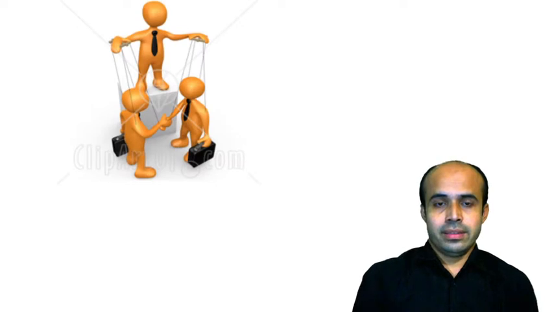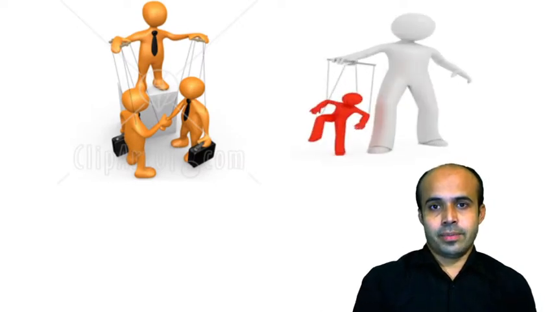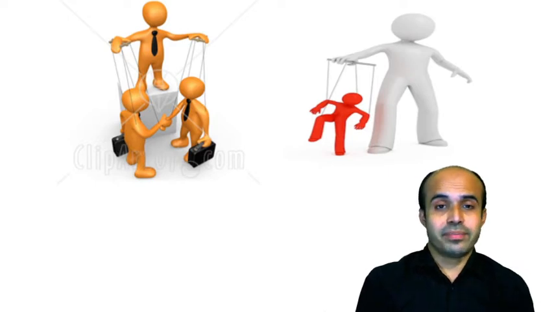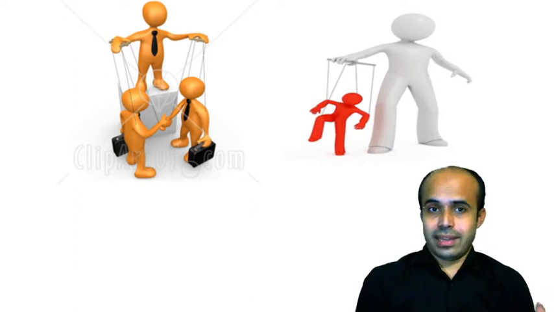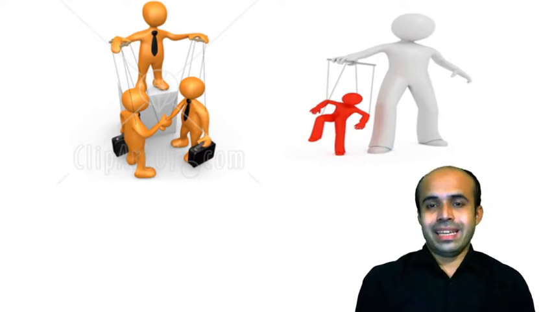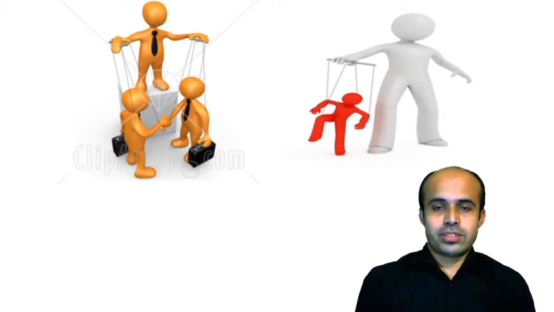You know that the last function of management is controlling. Before going into the definitions of controlling, we can see some pictures. This is one picture and this is another picture. What can you see in the picture? In one picture, one person tries to control two persons. In another picture, one person tries to control one person.